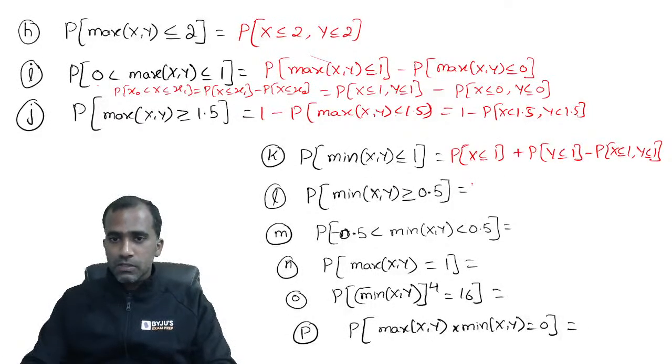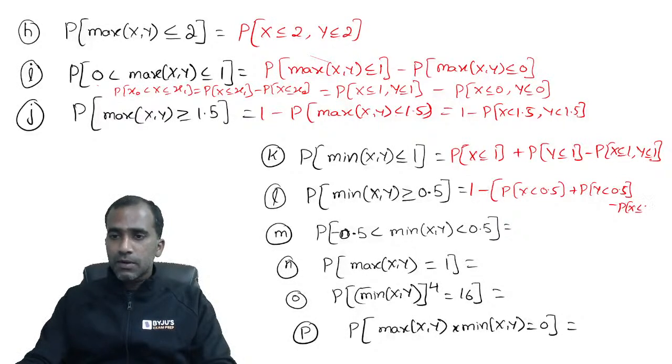Next, here also, we can write this as 1 minus P of minimum of x comma y less than or equal to 0.5. So if you want minimum of x comma y to be less than 0.5, x should be less than or equal to 0.5, y also should be less than 0.5, and subtract both being less than 0.5. Okay.